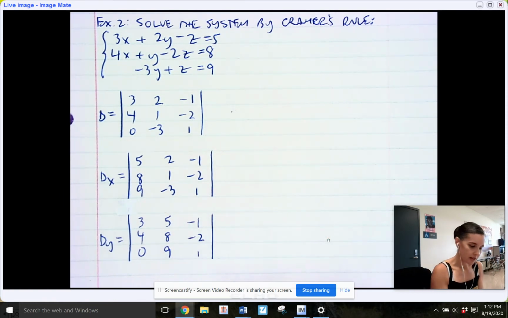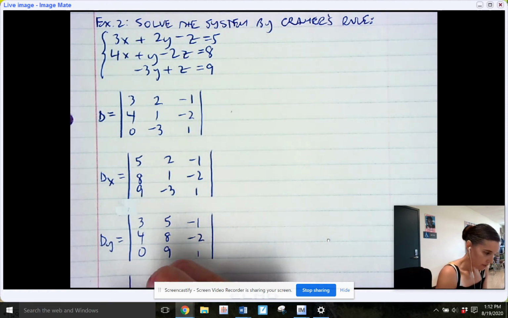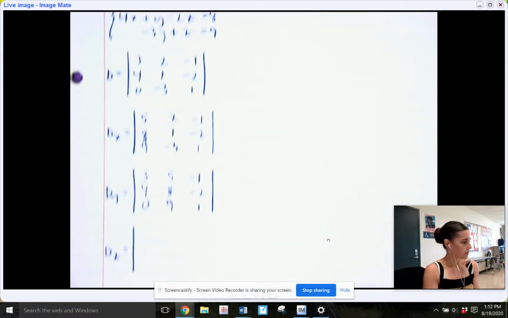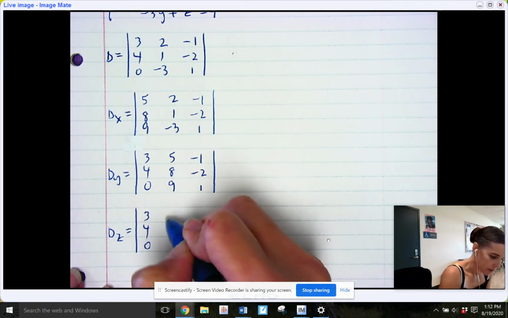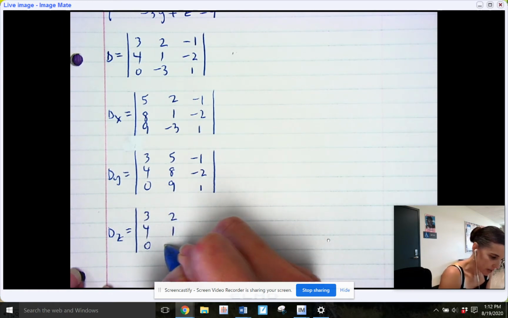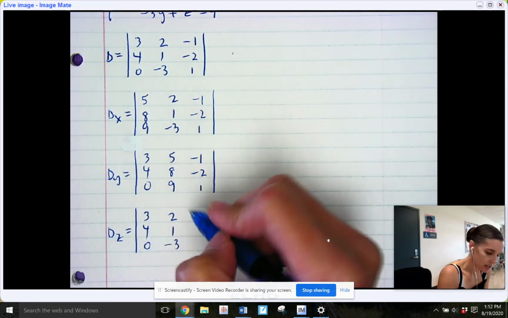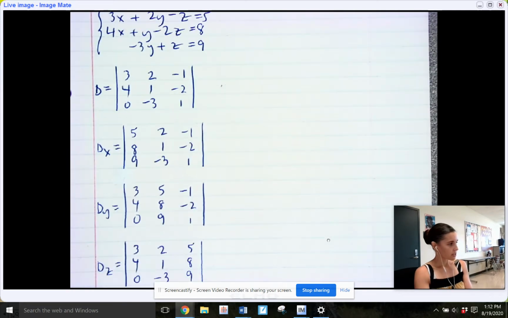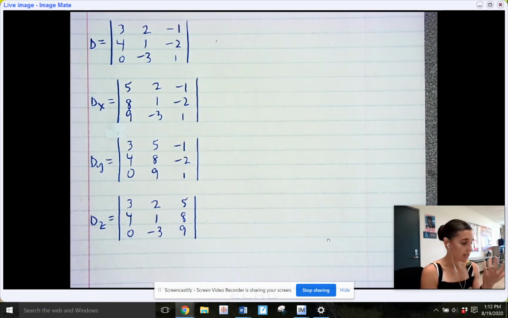And finally, let's set up our Dz. My x's were 3, 4, 0. My y's were 2, 1, negative 3. And now again, do not use the z's, use your constants, which are 5, 8, 9. So I've set up the 4 determinants that I need. Now I need to actually evaluate them.